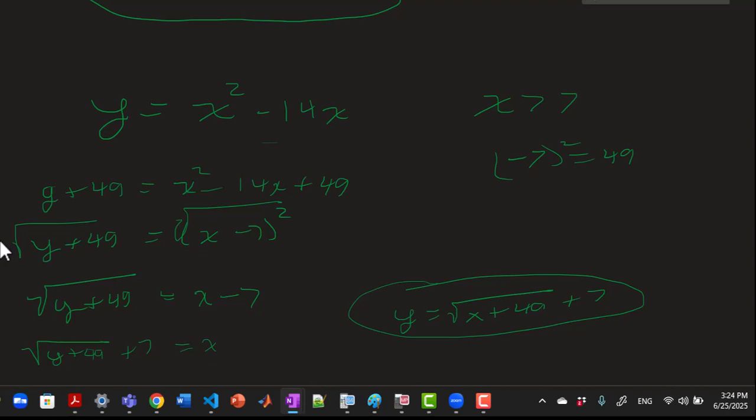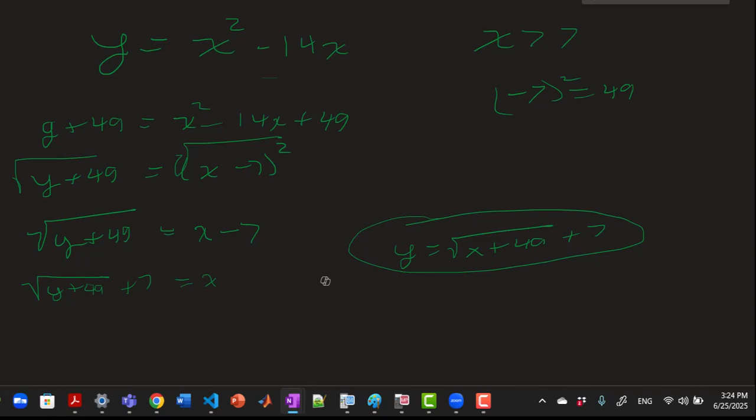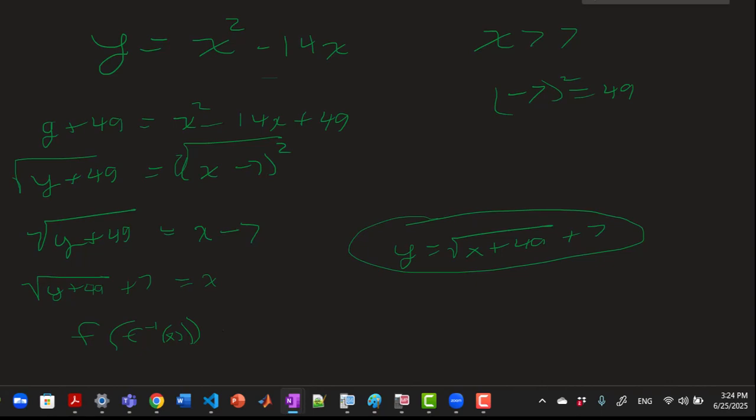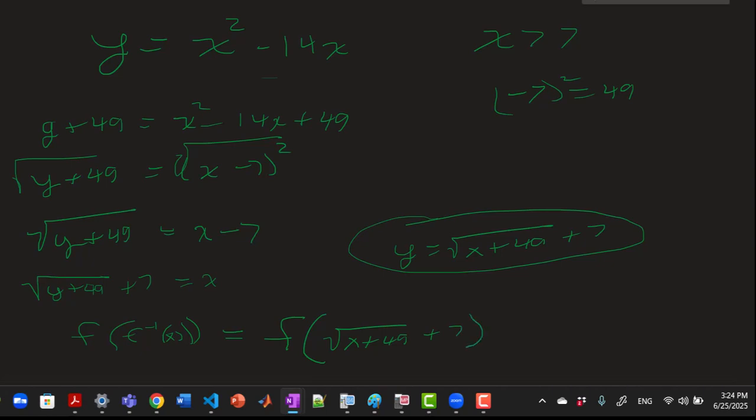Now, to prove that it's my inverse function, if you're not interested in this, you don't have to watch it. But if it is an inverse function, then f of f inverse should equal x, because if I apply f inverse and then f, they should undo each other, and I should just get right back to x. So f of f inverse would be f of the square root of x plus 49, plus 7.